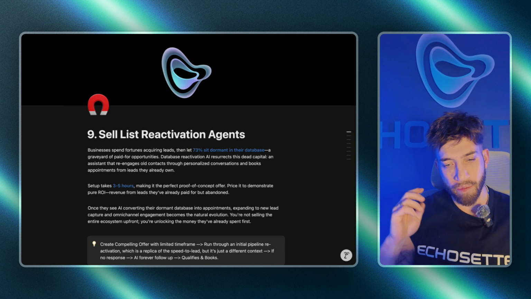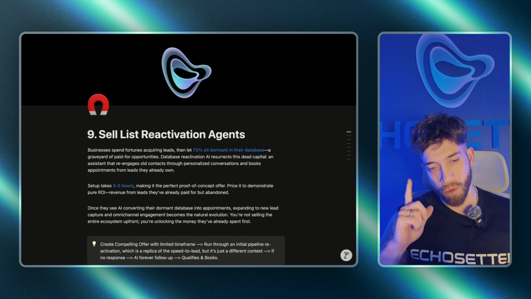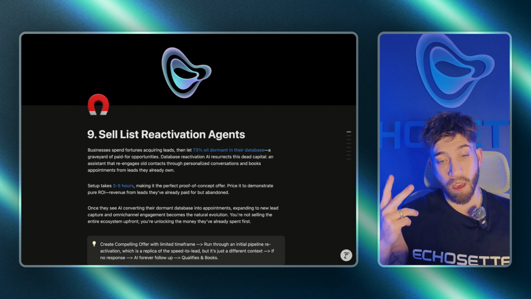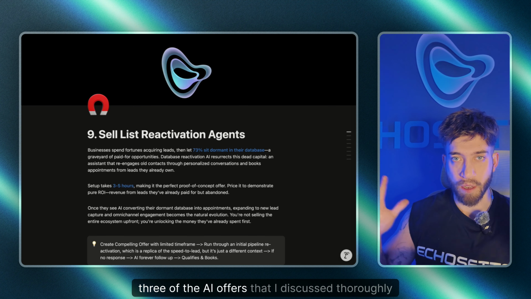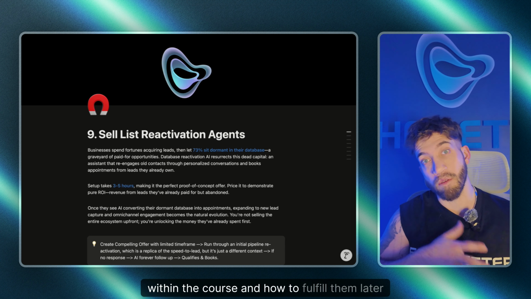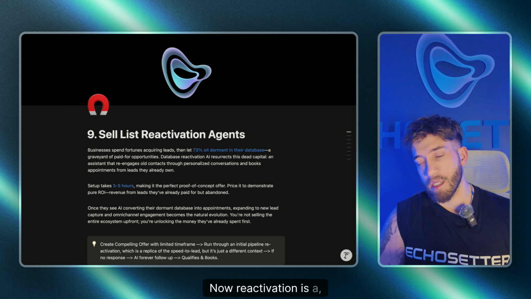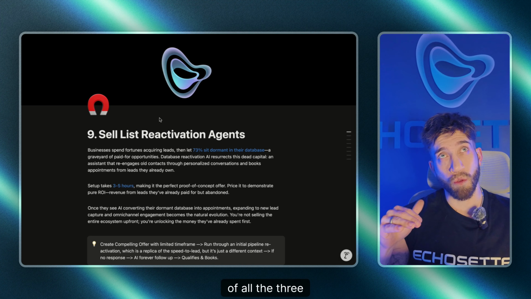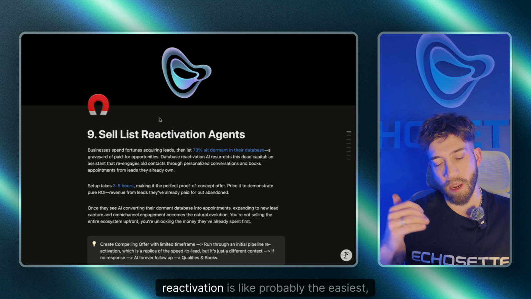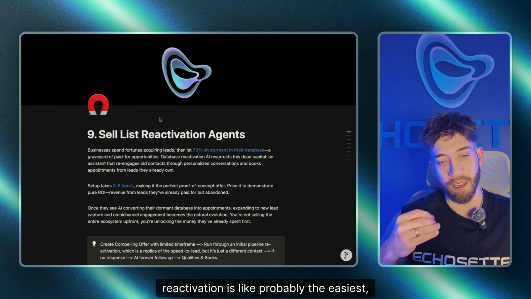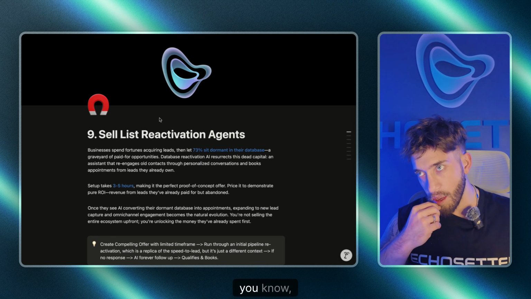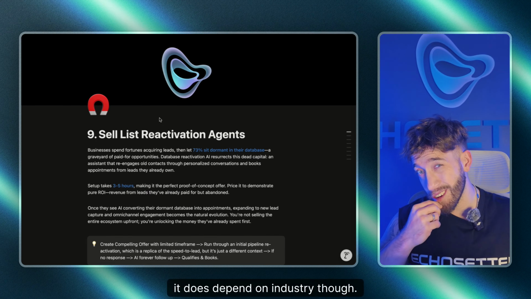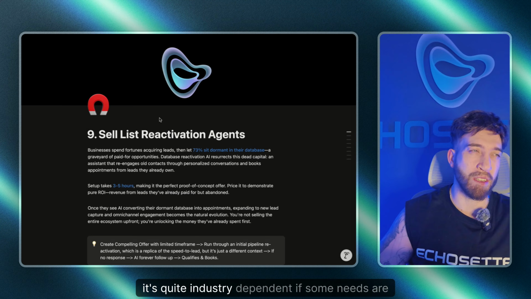Okay, so today I'm going to jump into Reactivation, one of the three AI offers that I discussed thoroughly within the course and how to fulfill them later on. Now, Reactivation is a very interesting one because I think in terms of all three core offers, Reactivation is probably the easiest, lowest risk for the client. It does depend on industry though. I'm pretty sure it's quite industry dependent.